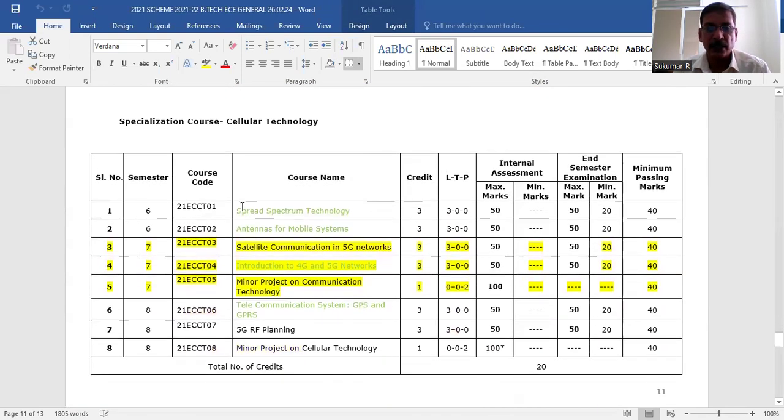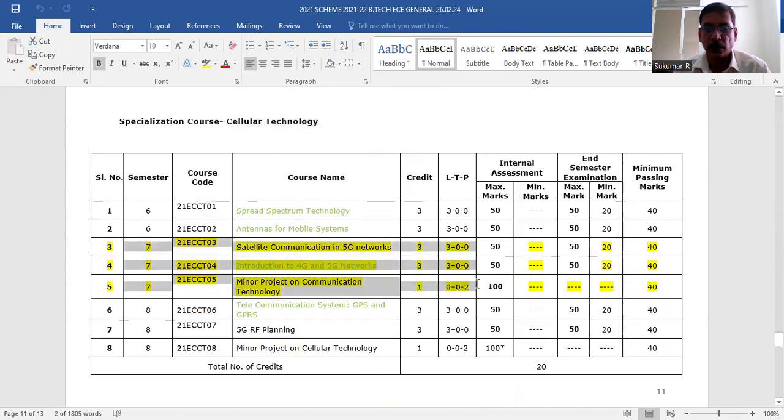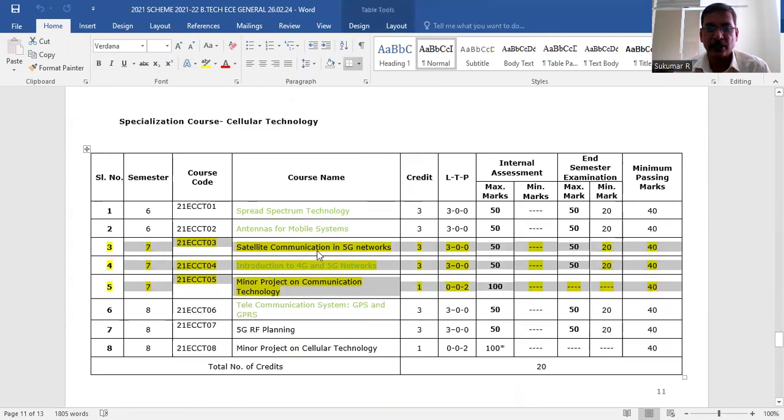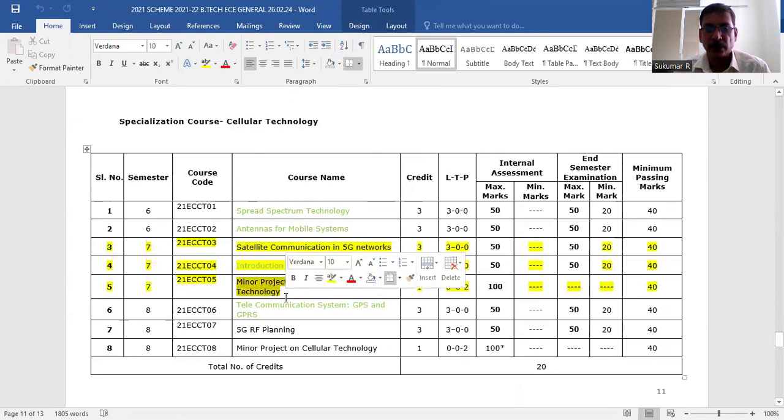Then those who have taken cellular technology specialization, you can see the three courses for you. The first theory course is the satellite communication in 5G networks. Second one is the introduction to 4G and 5G networks. Then you have the minor project. So this is about the specialization courses.